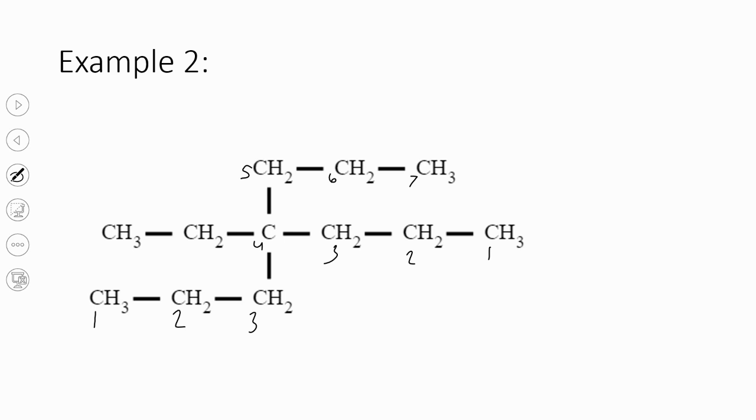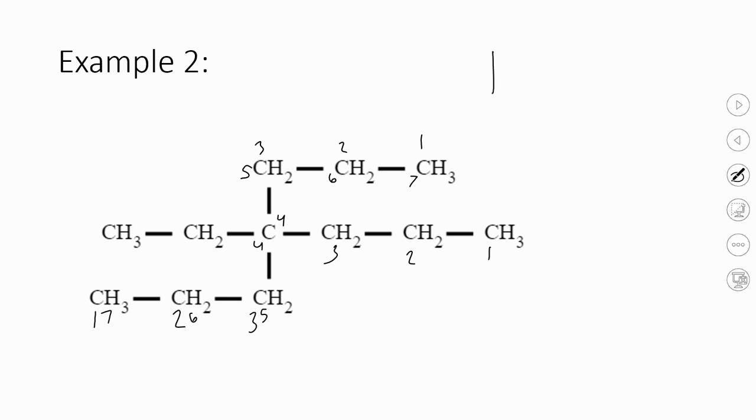And let's check this other way. 1, 2, 3, 4, 5, 6, 7. So this one doesn't matter because they both start at 4. The substituents start at 4. So our parent hydrocarbon would be heptane. Okay. 7 is heptane. Yes, heptane is 7. Good.